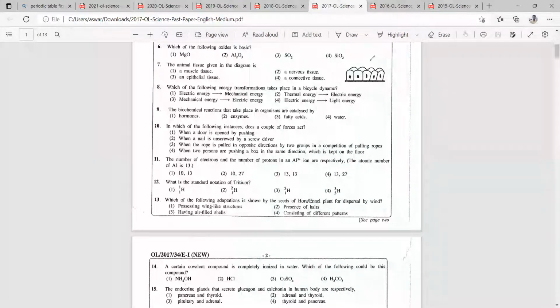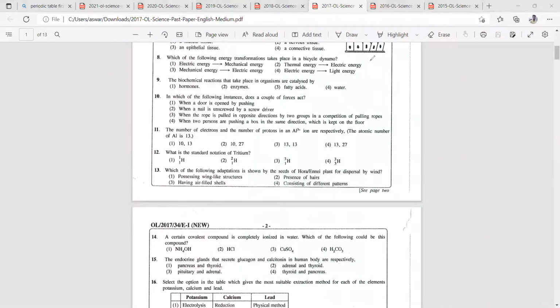Then we move to the 2019. Right, okay. 2019, 11th one. Try the 11th question. Right, now you all try the 11th question.